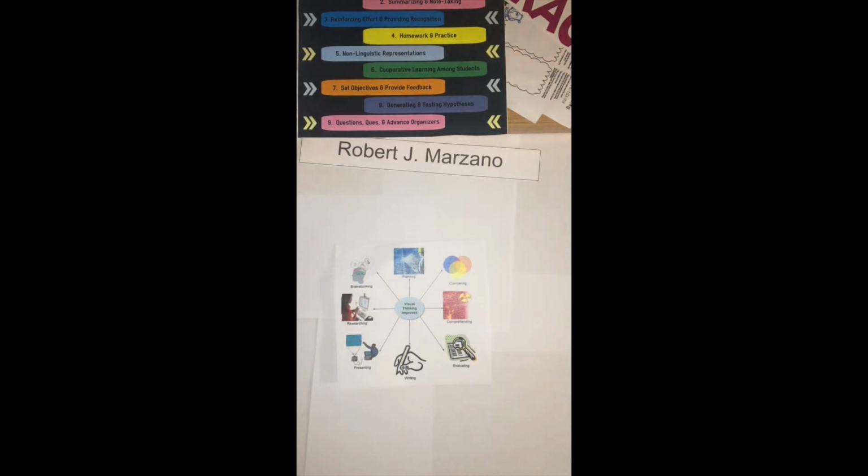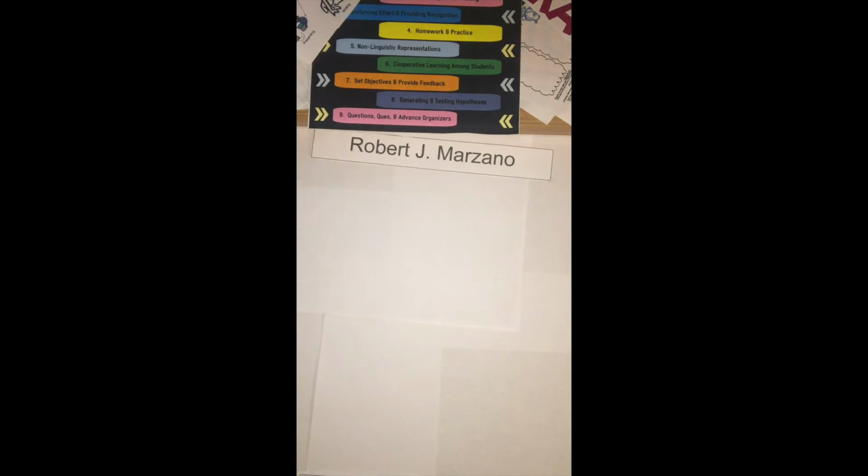They might not create representations of non-linguistics on their own, but you can create it with things like Venn diagrams, time sequences, webs, or cause and effect patterns. The sixth strategy is cooperative learning among students.